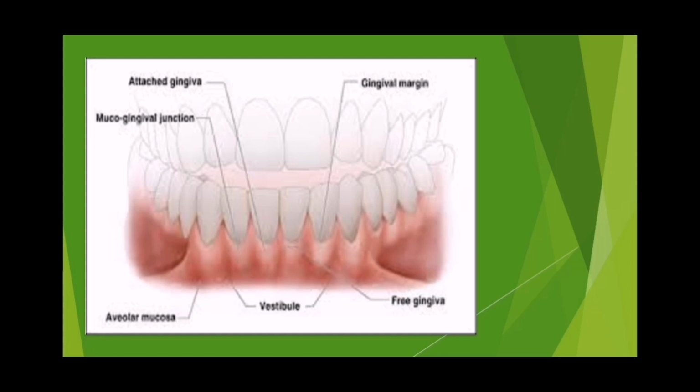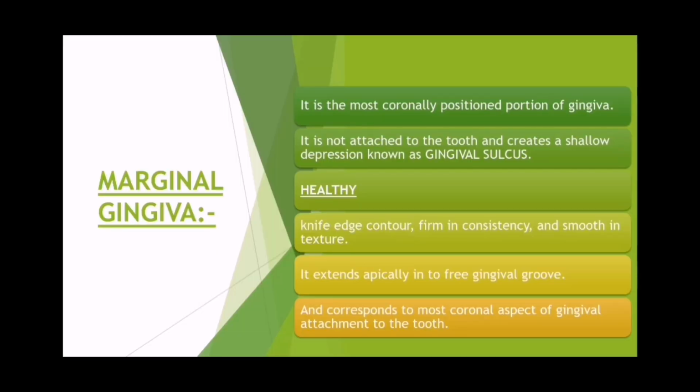There is a diagrammatic representation of the types of gingiva. We have shown here the attached gingiva, the gingival margin, and the free gingiva, the portion above the marginal gingiva. There is alveolar mucosa which covers the alveolar bone, and we have the vestibule here.